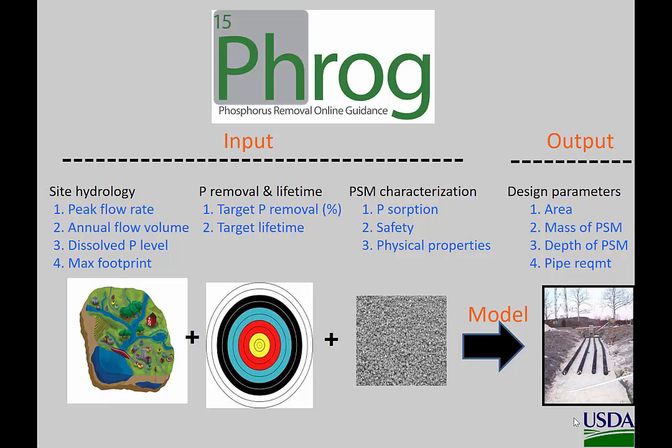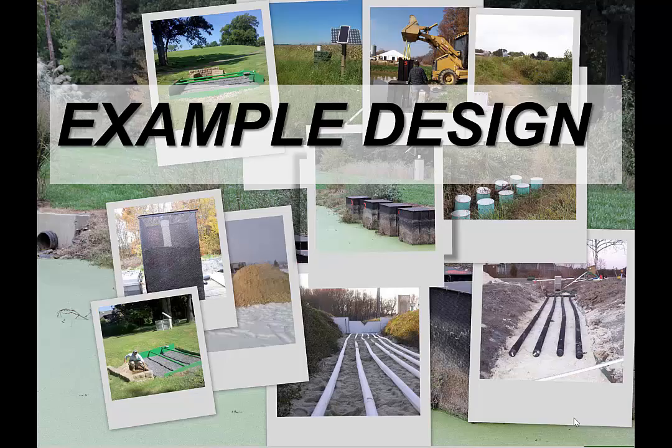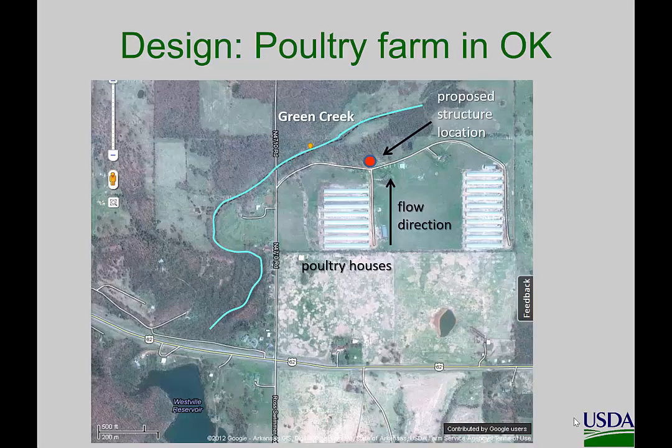We can also run this backwards. Let's say you build a structure kind of blindly and say, whatever I can build, I'm just going to put it out there. Well, we can run it backwards, and you take the characteristics of your structure, plug it in, take the characteristics of the site, and the software will tell you, all right, this is what you built, it's going to last X number of years, and it's going to remove this much phosphorus over that amount of time. I'll give you some examples on that in a second here.